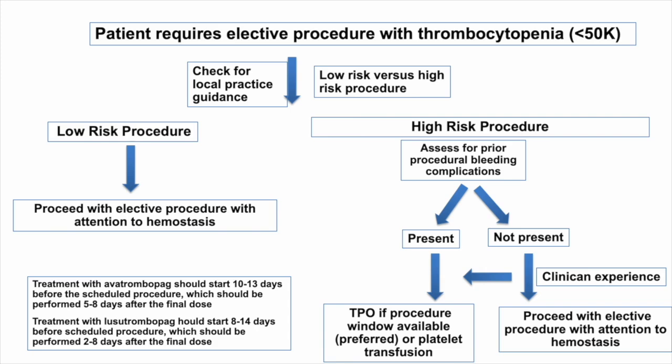And in general, if I don't have any complications, I tend to go down this pathway: if there were no bleeding complications and I feel comfortable doing the procedure, and this can include endoscopy, polypectomy, then I proceed with an elective procedure with attention to hemostasis. If you have to take off a polyp, you just use a hemostatic clip, and that seems to work just fine. If these individuals do get into trouble, then a TPO window procedure with an appropriate window is appropriate.